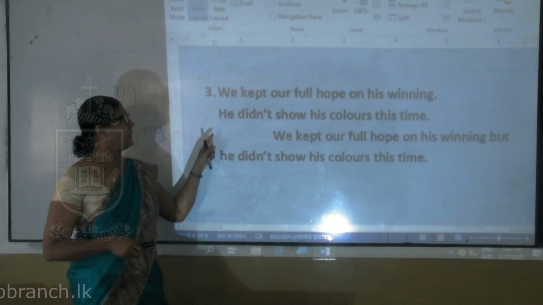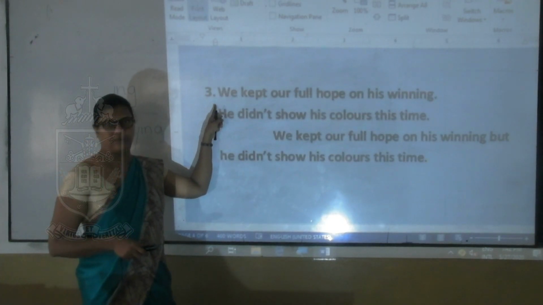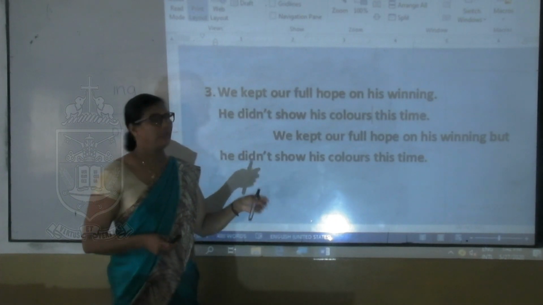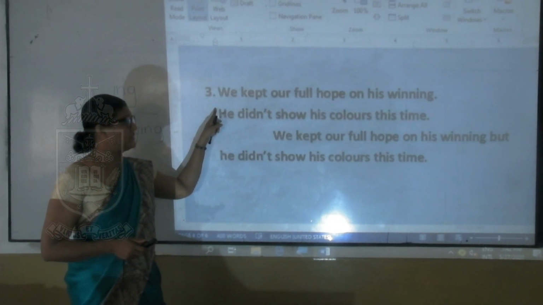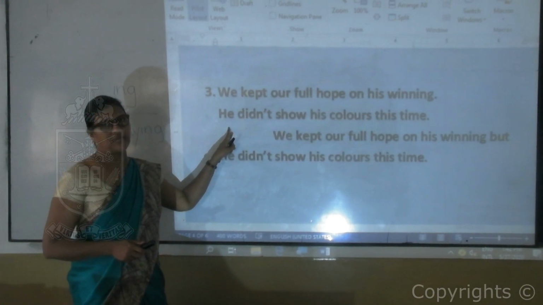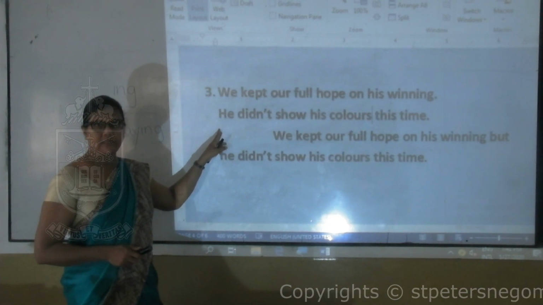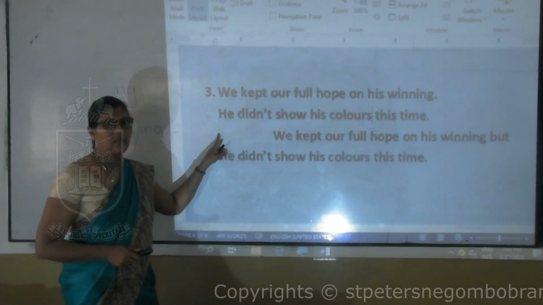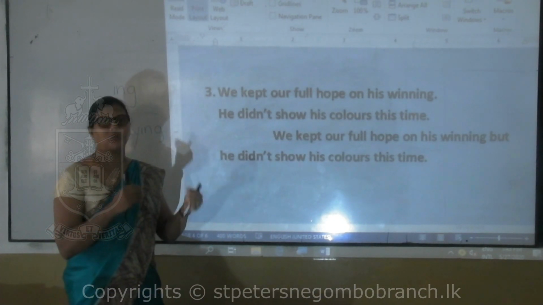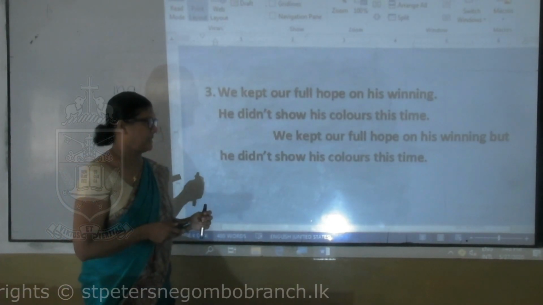Right, next example. We kept our full hope on his winning. The people thought that he will win. He didn't show his colors much this time. So these two ideas are not matching, they are contrasting, they are not going with each other. So we use but to join these two and make one meaningful sentence like this.